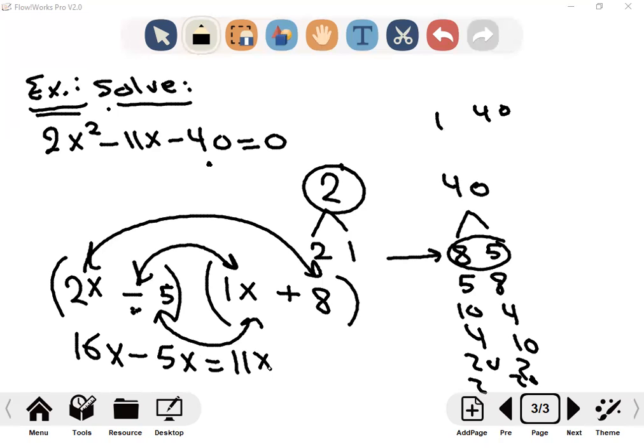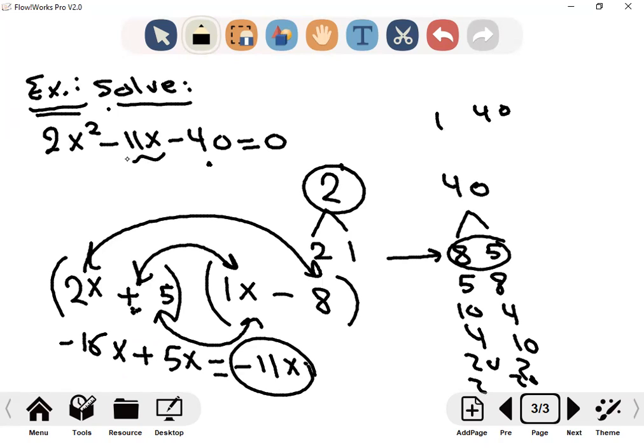In this case, switch the signs. If you have the same term but different signs, don't go to 10 and 4. Switch the signs. Make this one negative, and this one positive, and do the same test. 2x multiply negative 8, negative 16x plus 5 multiply 1x. Now negative 16 plus 5, negative 11x, which is my middle term. If you get your middle term, then the two parentheses are correct.